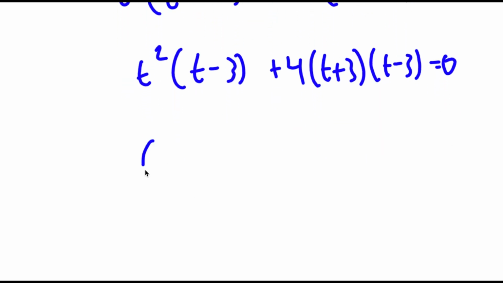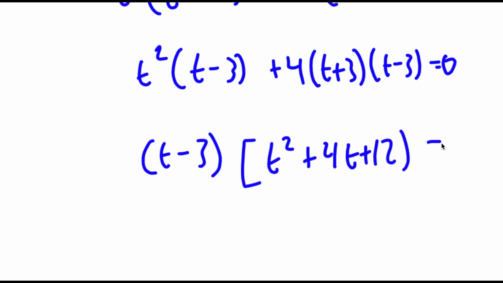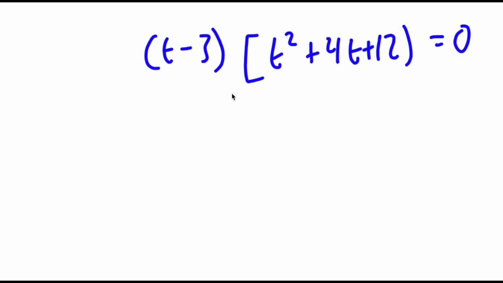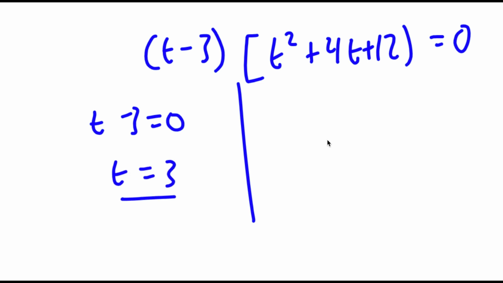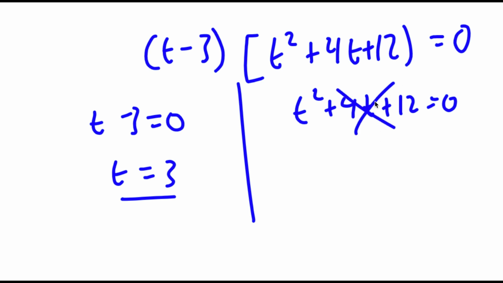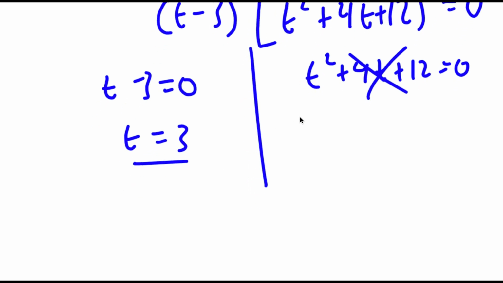Now, if I factor out t minus 3, I get t minus 3 times t squared plus 4t plus 12 is equal to 0. So now this gives me two equations. I have t minus 3 is equal to 0, meaning t is 3, and t squared plus 4t plus 12 is equal to 0. And this is actually going to result in no solutions. So t equals 3 is my only value.